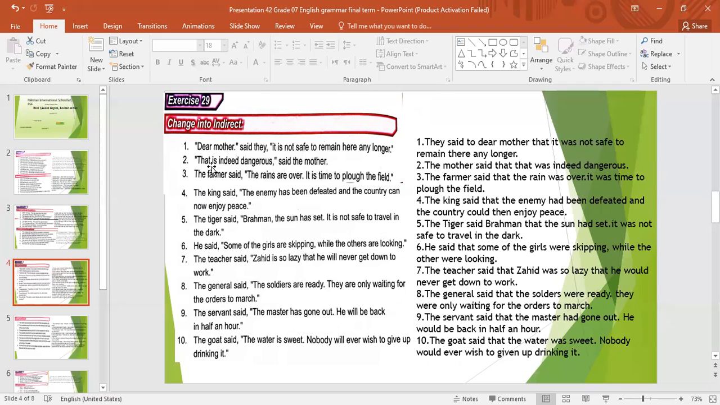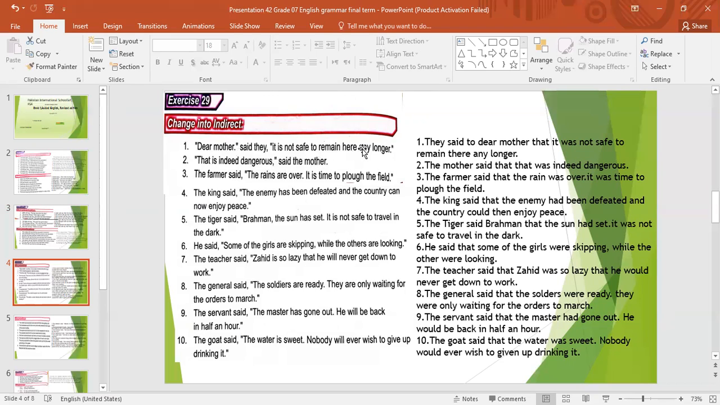Double inverted commas, dear mother, said they, comma. So who said? They said. They said to dear mother, then this is the direct speech which is in the inverted commas. What? It is not safe to remain here any longer. They said to dear mother that it is not safe to remain here any longer.